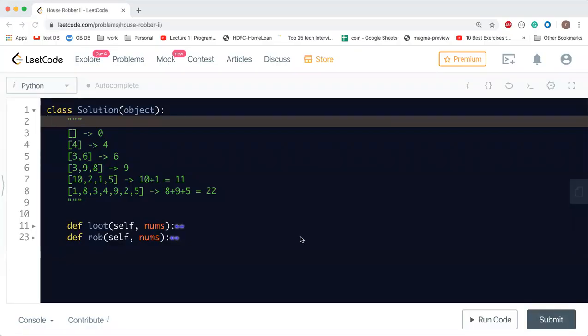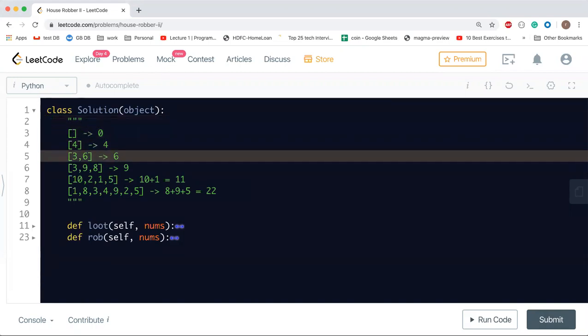Let's take an example. If you have an empty array, that means there is no house present, we have to return 0 as per the problem statement. If there is only one house, return the value of that house. If there are two houses, what does that mean? 3 is connected to 6, 6 is connected back to 3. Again, return the maximum of these two.